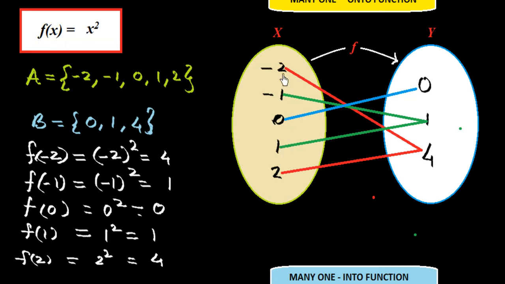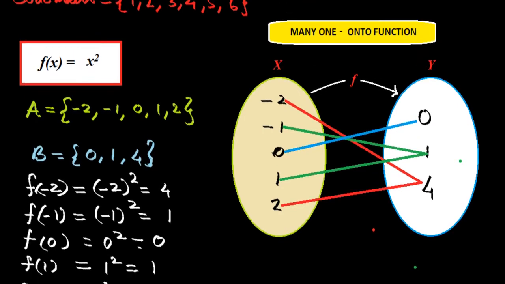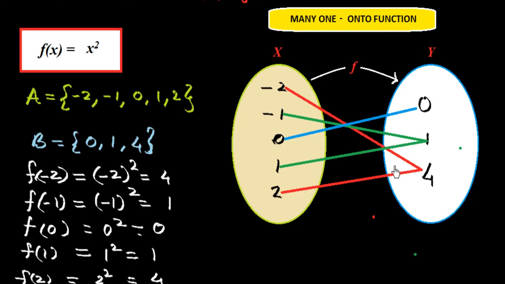So it is the many one function, because this is many and 1, this is many 1. So this is a many one function. It is also onto because there are no free elements in Y which are not engaged with X. So it is onto function. It is many one onto function.